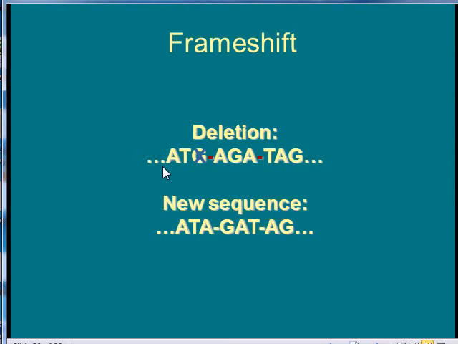A frame shift. A frame shift error can occur when a letter is dropped out in a communication process or in a cellular process. Here we see the correct translation, ATG, AGA, TAG. But if this G is deleted, that A over here shifts over and we get ATA, GAT, AG. This can be a very serious error because it throws off all the words from this point forward. So a frame shift is caused by a deletion, or an insertion would also cause a frame shift.